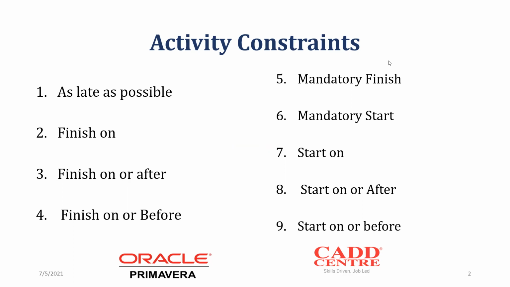Then we have number five, that is mandatory finish. So the mandatory constraints, because we have a start constraint, then those that belong to finish, then mandatory. For mandatory, it is like a must. If you say it is a mandatory finish, it means that that activity should be finished by that date. Then if you say it is a mandatory start, it means that it must start on that date that you've selected.